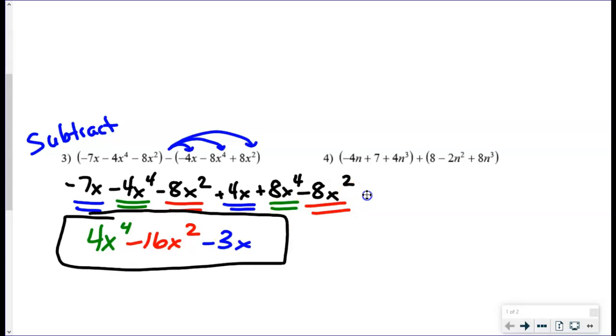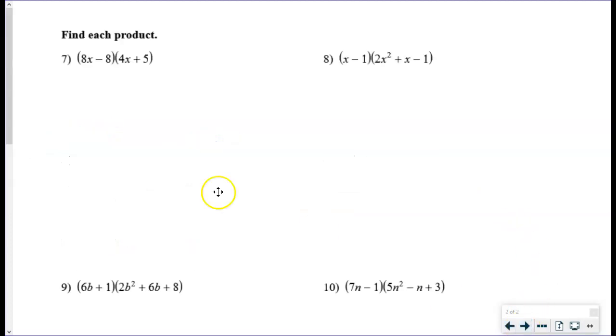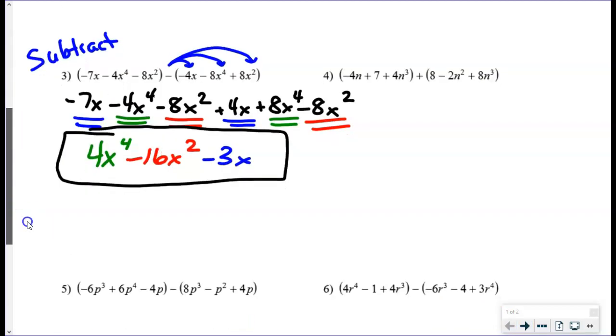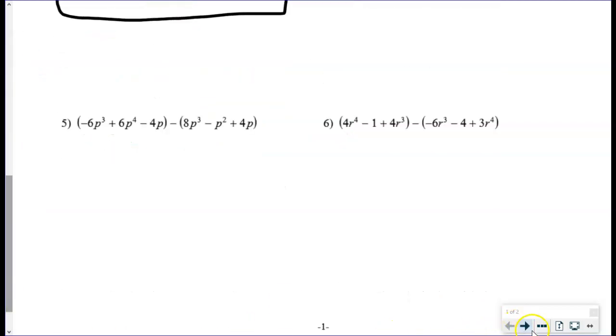So yes, it takes a little bit of time to go ahead and distribute the negative, but you're more likely to get the question right. So always my suggestion that you do that. Now when you move on in your remediation page, just make sure I didn't skip anything. There's some more subtraction down there, of course.